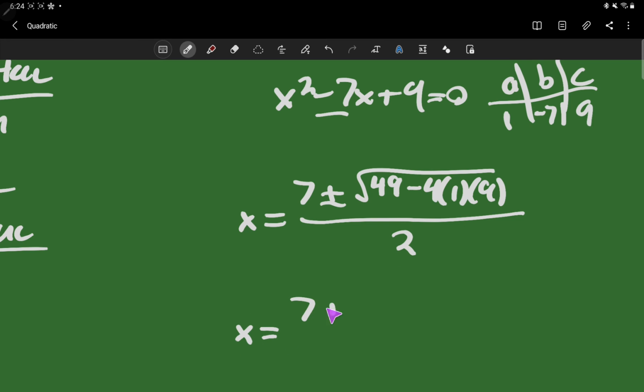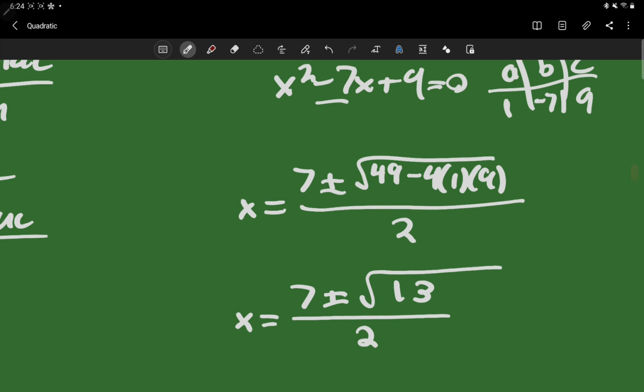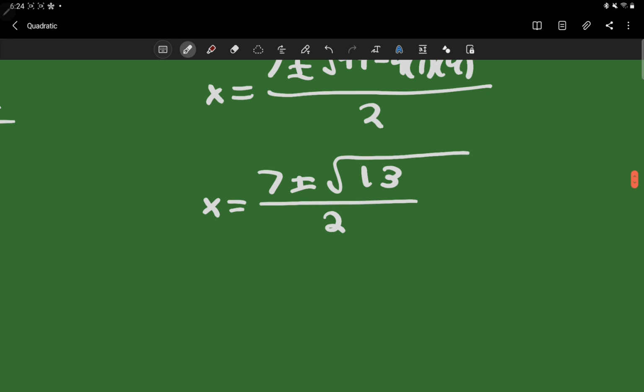So x is equal to 7 plus or minus the square root of 49 minus 36, which is just going to be 13, all over 2. So these are the exact roots. If you were to go on Desmos or something and graph this, the exact roots would be 7 plus rad 13 over 2, and then the other one would be 7 minus rad 13 over 2. And this plus or minus is important, right? Because, again, you have a parabola, it intersects twice. So that's where the plus and the minus comes in.